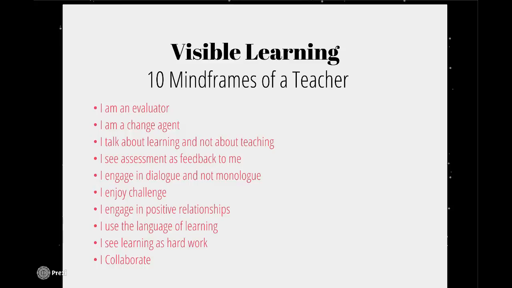Really importantly, the greatest thing that grew out of Hattie's work were the 10 mind frames of a teacher. Now initially these were 9, but he added a really important one down towards the end. So have a think of this as you as a teacher. Our mind frame about who we are. I'm an evaluator. I'm a change agent. I'm transformational in what I'm doing. I talk about learning and not about teaching. How often do we talk about the practice and not what we want to see as the end result?